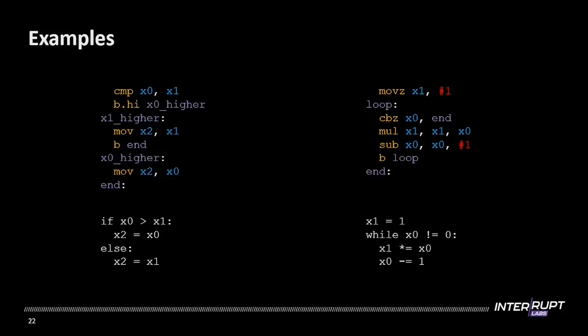So x0 still isn't 0, so we continue on. We've got the multiplication. This time x1 is 3, x0 is 2, so x1 ends up being 6. We decrement x0 and loop again. At this point, x0 is 1, still not 0 in the multiplication. x1 is 6, x0 is 1, so x1 stays at 6. We decrement x0 again, and this time when we loop back, x0 is 0, so we take the branch to end and the program is concluded.